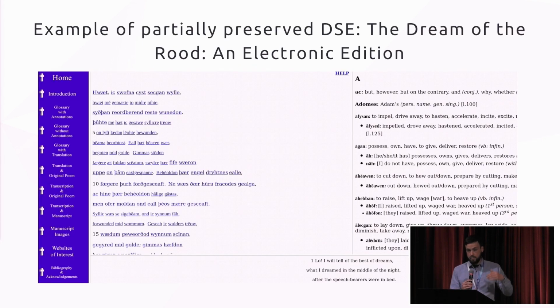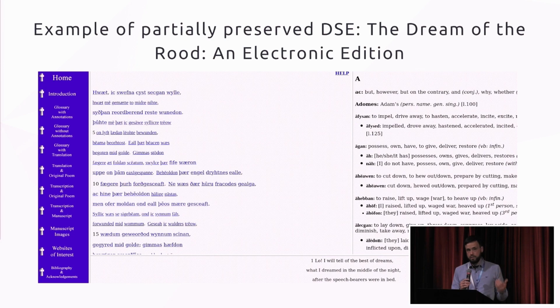And then finally, there's editions that are only partially preserved. This is The Dream of the Rood, an electronic edition, and you can see it here. This is partially preserved in the Internet Archive. It works with embedded iframes, and as you can imagine, that is not the best setup to have your website preserved for a long time.